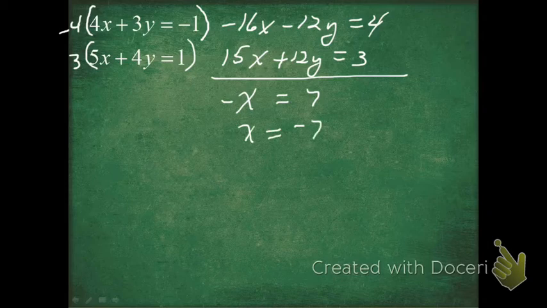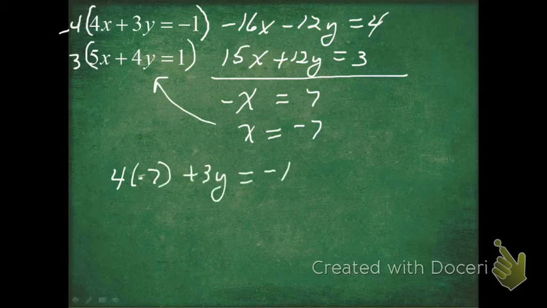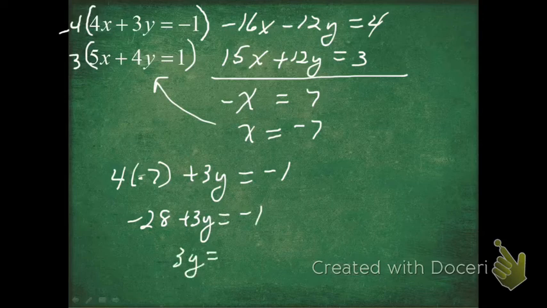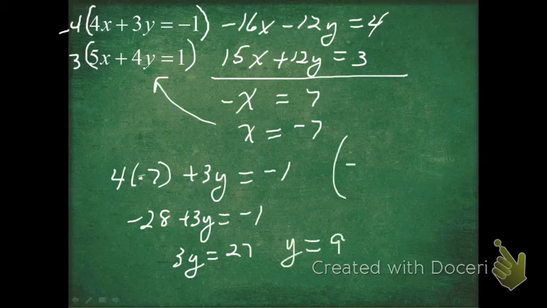Again, go back up, use one of the original equations. It doesn't matter which one. I'm going to use the first one this time. So I have 4 times negative 7 plus 3y. When is that equal to negative 1? So negative 28 plus 3y equals negative 1. Add 28 to each side, so 3y is equal to 27. Divide both sides by 3, so y is equal to 9. Again, writing my answer as an ordered pair, x is 7 and y is 9.